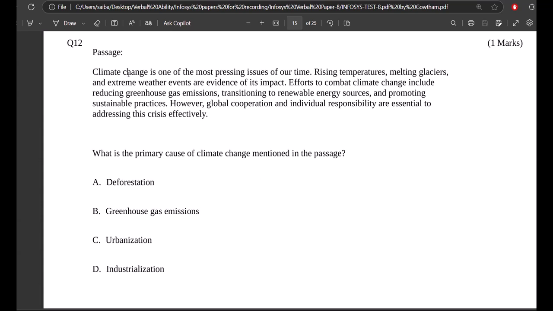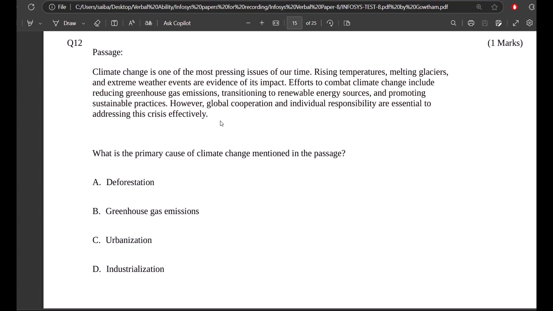Next one we have a passage. Climate change is one of the most pressing issues of our time. Rising temperatures, melting glaciers, and extreme weather events are evidence of its impact. Efforts to combat climate change include reducing greenhouse gas emissions, transitioning to renewable energy sources, and promoting sustainable practices. However, global cooperation and individual responsibility are essential to addressing this crisis effectively.